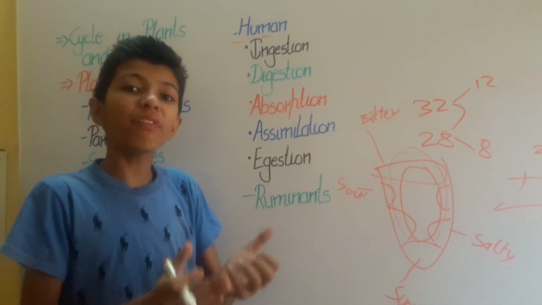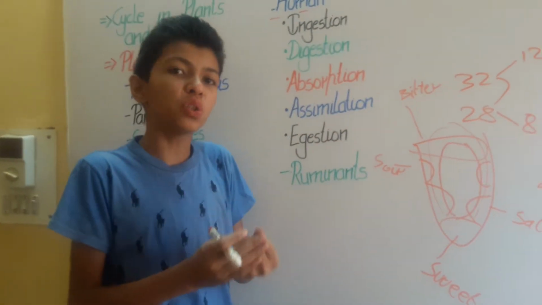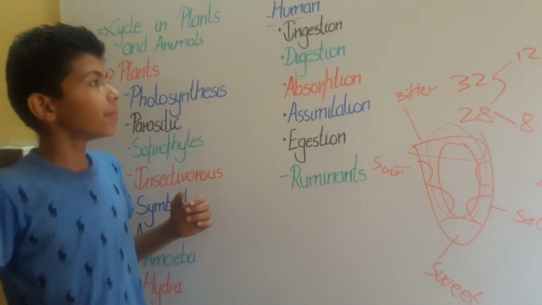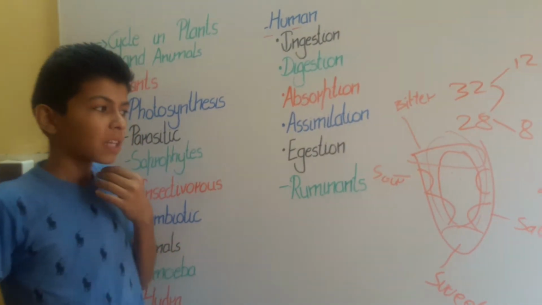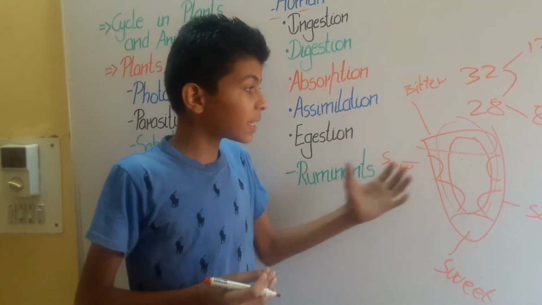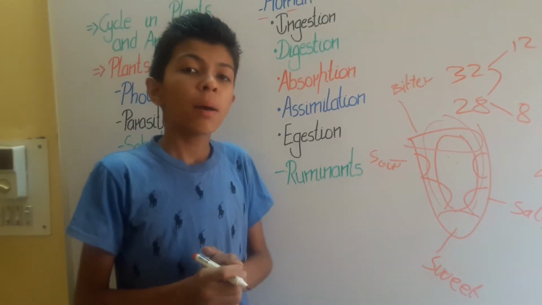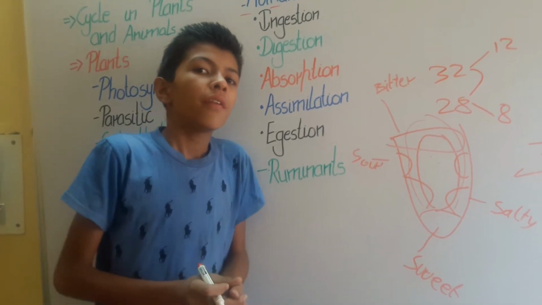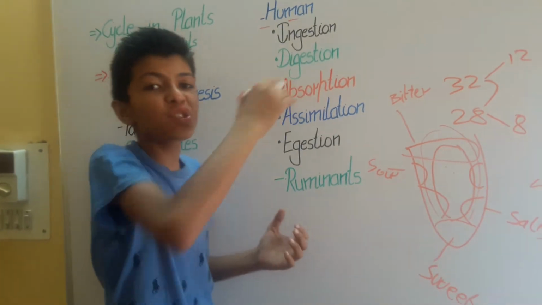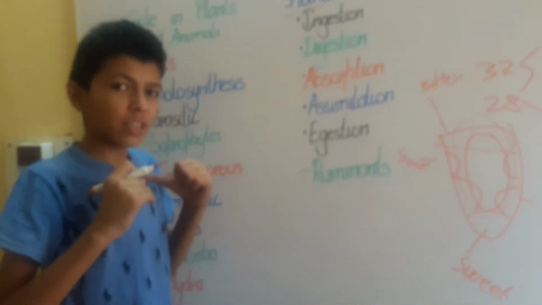Do you know that our tongue prints are also unique like our fingerprints? Then we have the salivary glands. Salivary glands secrete saliva, which is important for the partial digestion of carbohydrates. Then the food is swallowed into the esophagus.